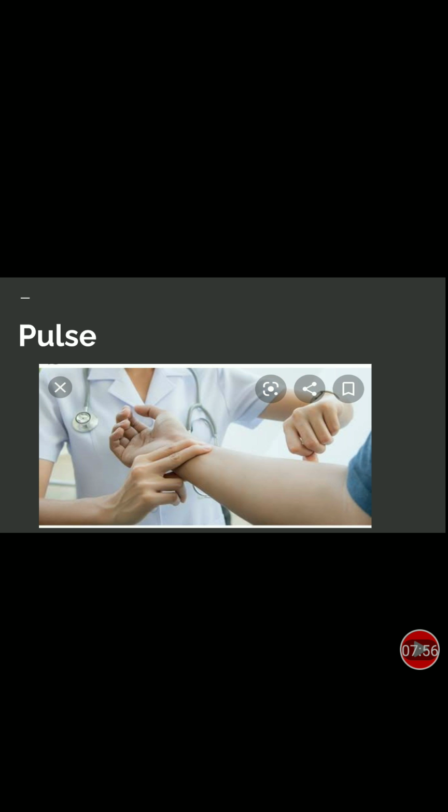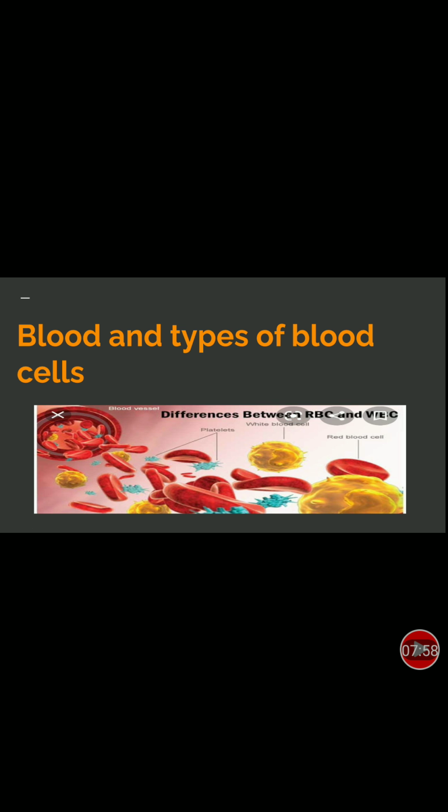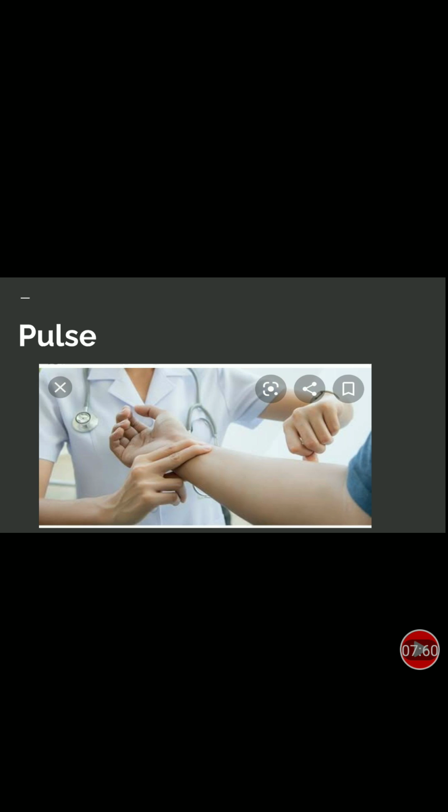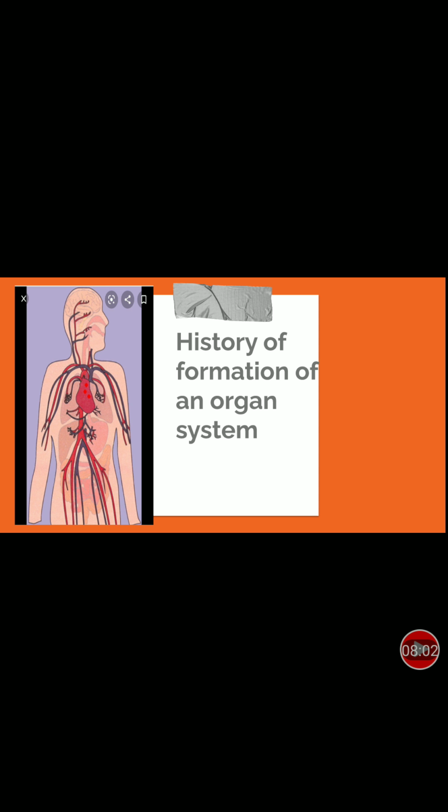Now, the red blood vessels, the arteries, carry oxygen-rich blood from the heart to all the parts of the body. Since the blood flow is rapid and at a high pressure, the arteries have thick elastic walls. They are thick. The next one is veins, which carry impure blood.